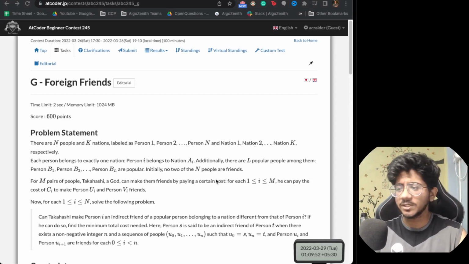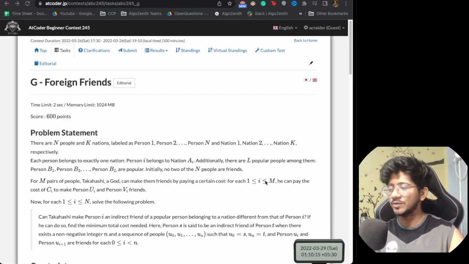So solving for a particular i seems to be simple. You can simply run a shortest path algorithm. Since it's a weighted graph, the costs are c i, you can run a Dijkstra from a node, and then you can get the distance to every other node, and then you can loop over all the other persons and check if it's of a different nation and is a leader, a popular person, then you can update that. But in this problem you have to do it for every node, which is the main tweak in this question. So how do we solve something like this?